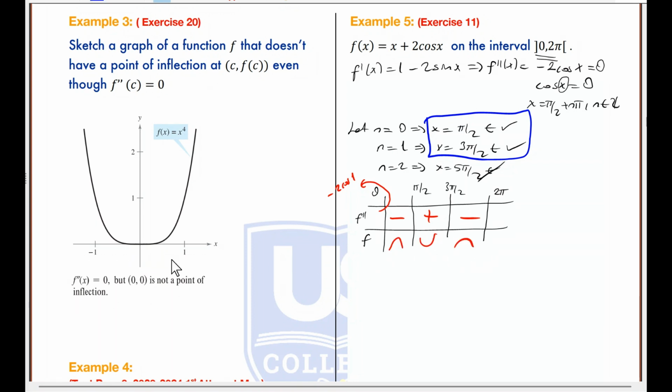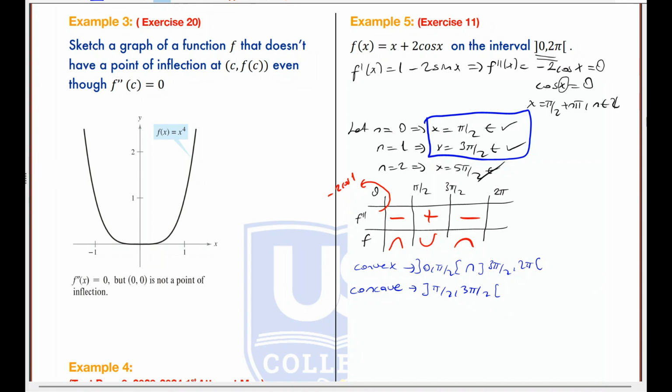Now let's write the concavity. Convex intervals: from 0 to pi over 2, union, I have one more region, 3 pi over 2 to 2 pi. Concave interval, only one region, from pi over 2 to 3 pi over 2.